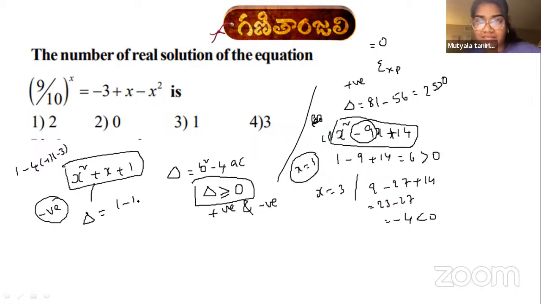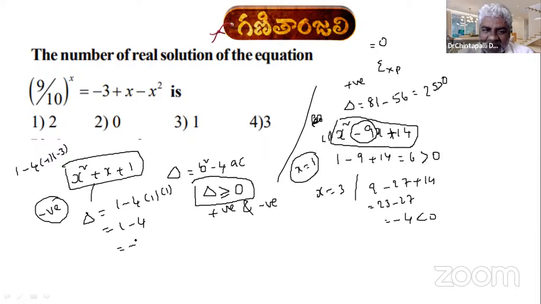1 minus 4 times 1 times 1. That is 1 minus 4. It is negative. It's not greater than or equal to 0. Whenever the discriminant of an expression is negative, it is either always positive or always negative only. How can we identify whether it is always positive or always negative?